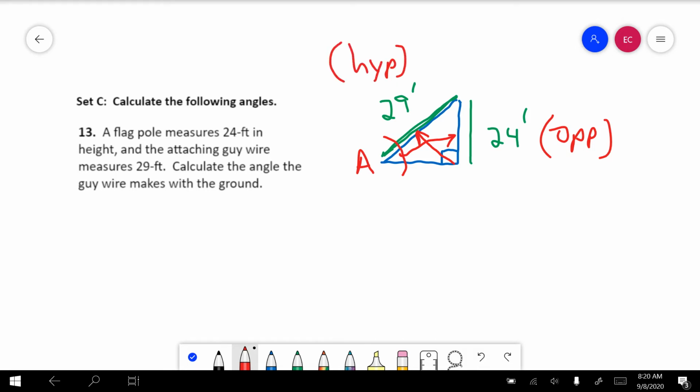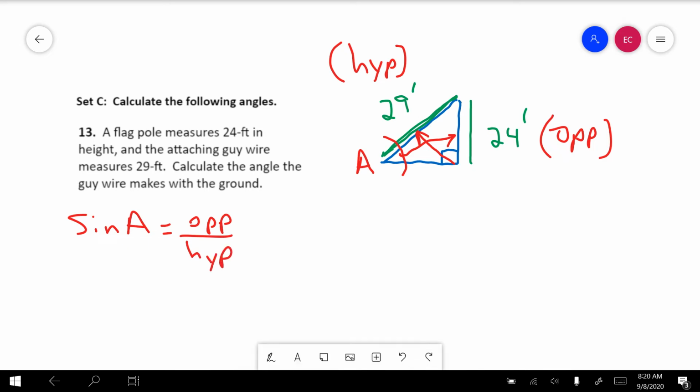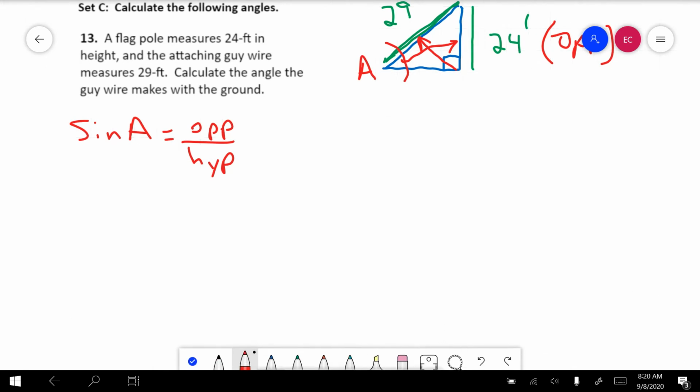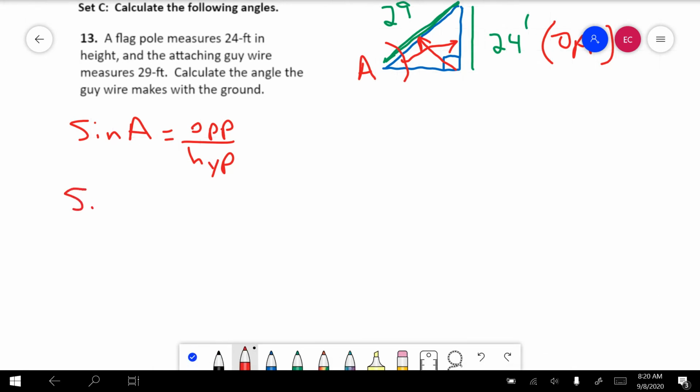Whenever you work with sine, you're working with sine A equals the opposite over the hypotenuse. That's the fraction you're always going to be working with when you're working with sine in a right triangle. So now you're just going to fill in the information we know. The opposite side length is 24 and the hypotenuse side length is 29, and we're solving for the angle. So angle A is going to be the sine inverse of 24 divided by 29.